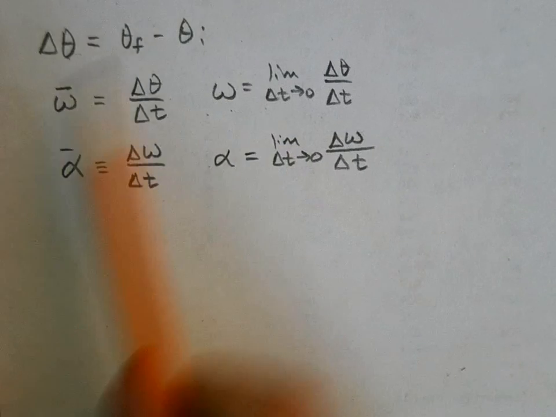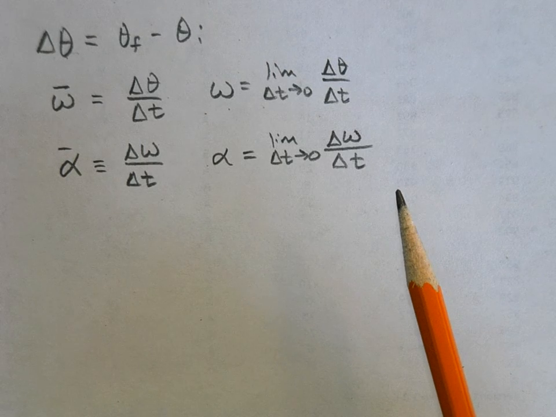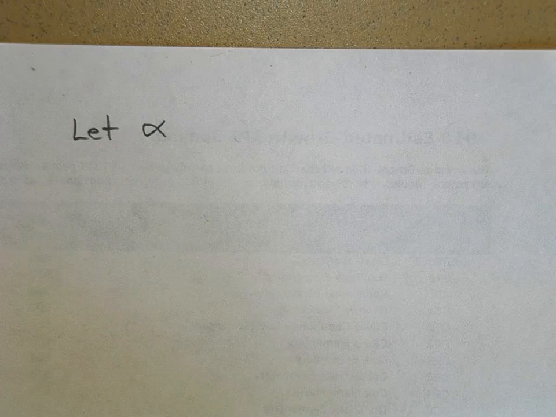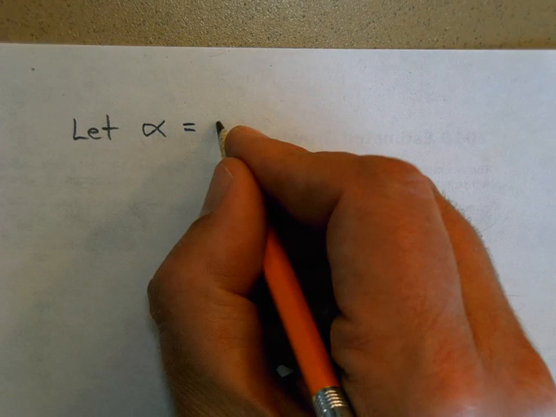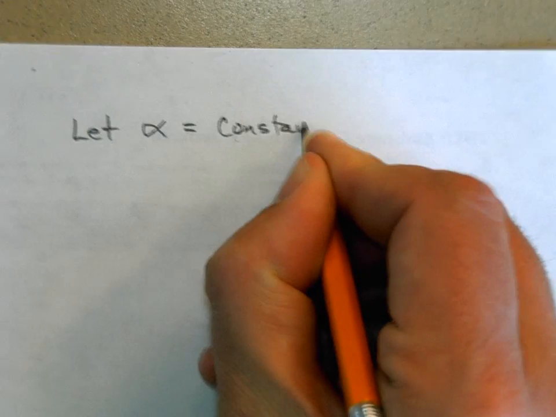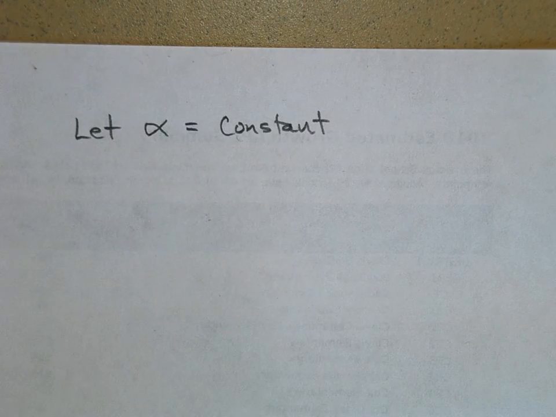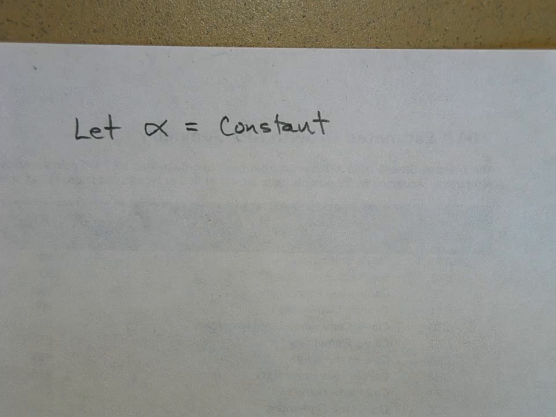This is exactly the same. All we've done is a variable change, really. So what that means is that if we let the angular acceleration, alpha, in radians per second squared or degrees per second squared or revolutions per second squared, equal a constant, well, we're going to get exactly the same kinematic equations for rotational motion.